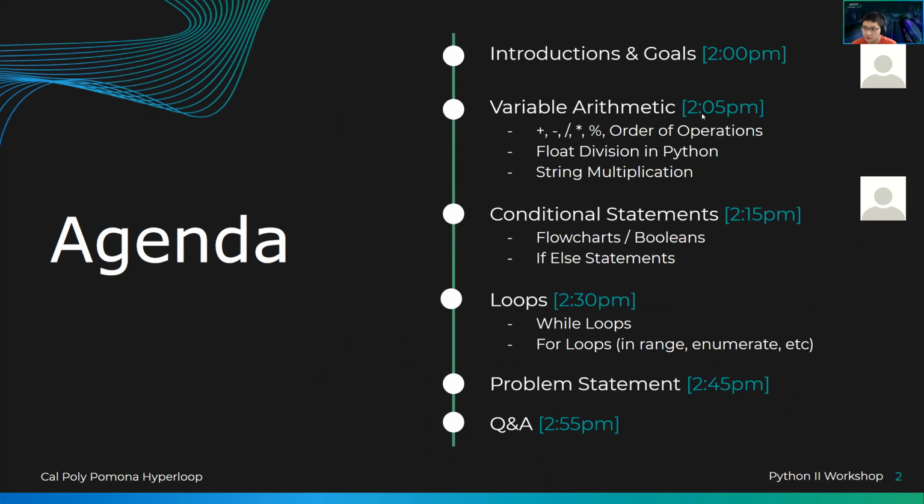Right now, we're going to go over some variable arithmetic, which are the addition, subtraction, dividing, multiplying, and our modulus operator.